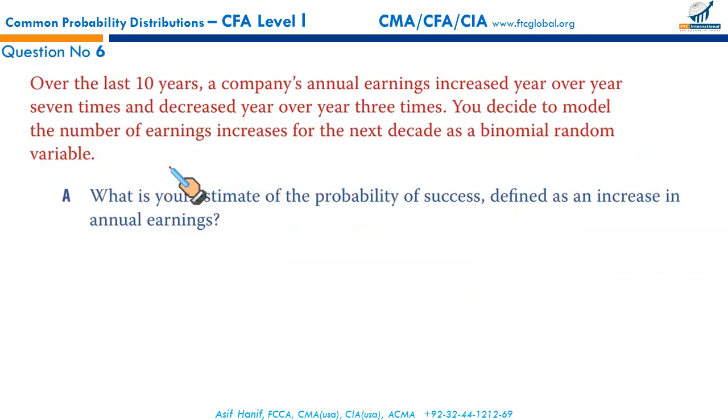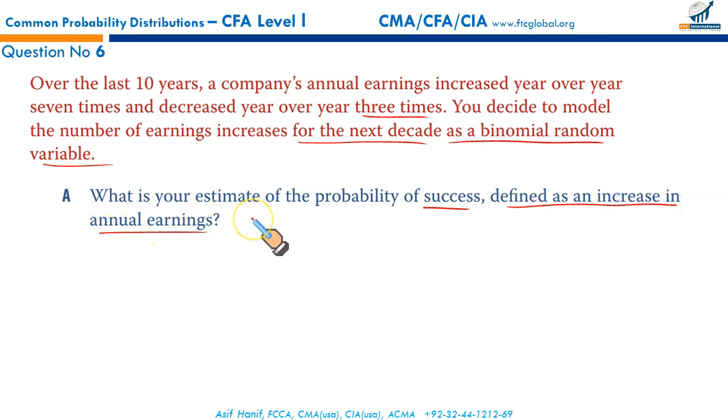Over the last 10 years, a company's annual earnings increased year over year 7 times and decreased year over year 3 times. Out of the 10 years, earnings increased 7 times and decreased 3 times. You decide to model the number of earnings increases for the next decade as a binomial random variable. The question: what is your estimate of the probability of success, defined as an increase in annual earnings?